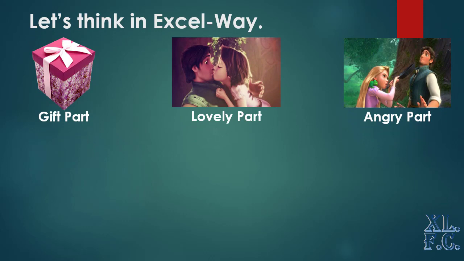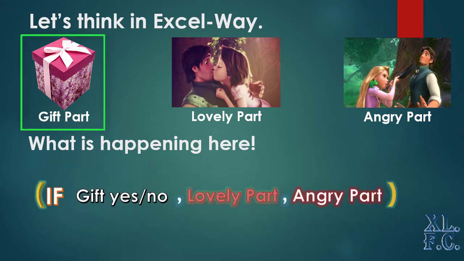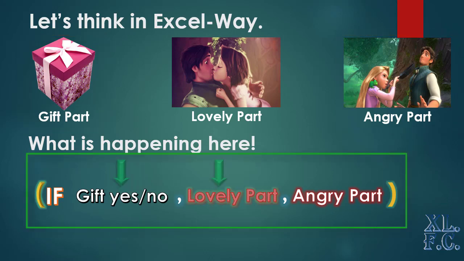So here are my three core concepts or three core parts: the gift part, the lovely part, and the angry part. So what is actually happening here? If you bring your girlfriend a gift, then you are going to get the lovely part, and if you don't get the gift, you are going to get the angry part. So here the condition is the gift. If you bring her a gift, which is yes, then you are going to get the lovely part. If you don't get the gift, which is no, you are going to get the angry part.